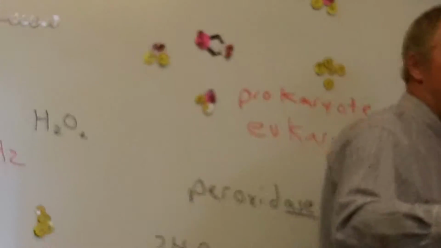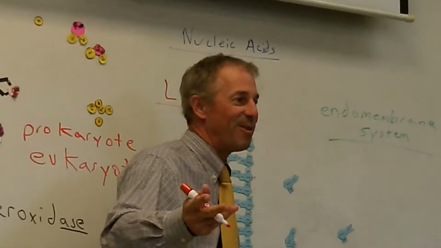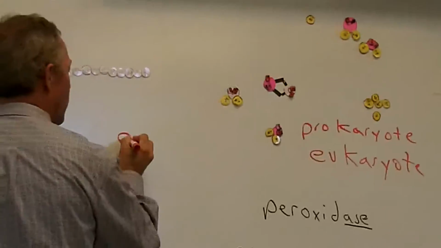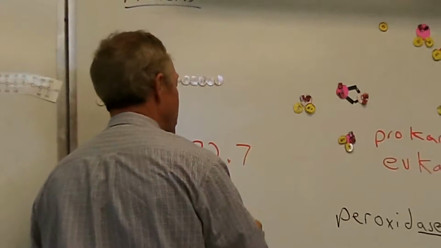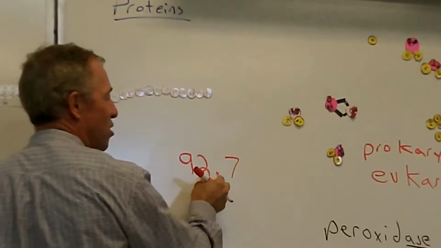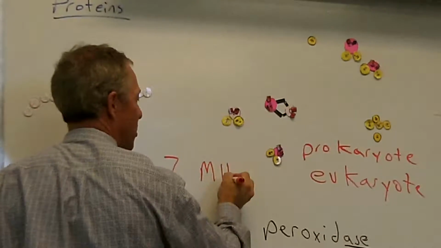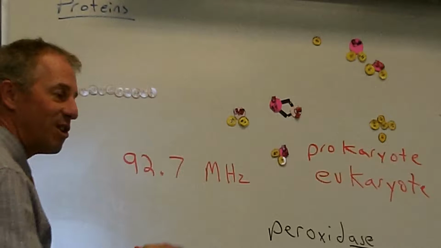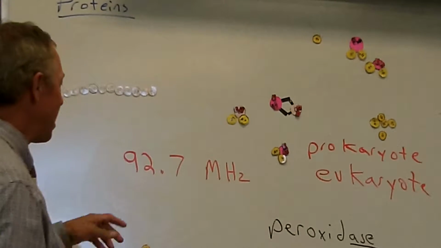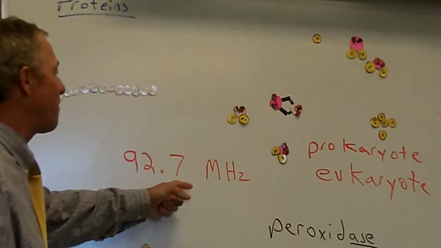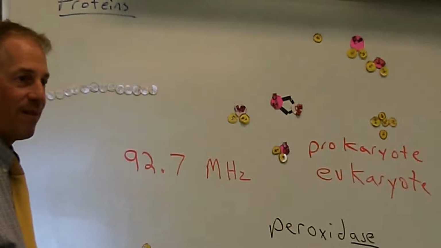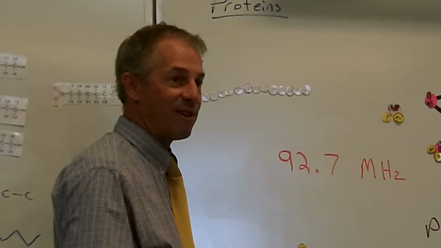What's your favorite radio station? Does anyone listen to anything but satellite anymore? 92.7. So when you're listening to 92.7 on your radio, you're actually listening to 92.7 megahertz, which is the frequency of the waves you're listening to. So you're tuning in to waves that are coming in at 92.7 million waves per second.